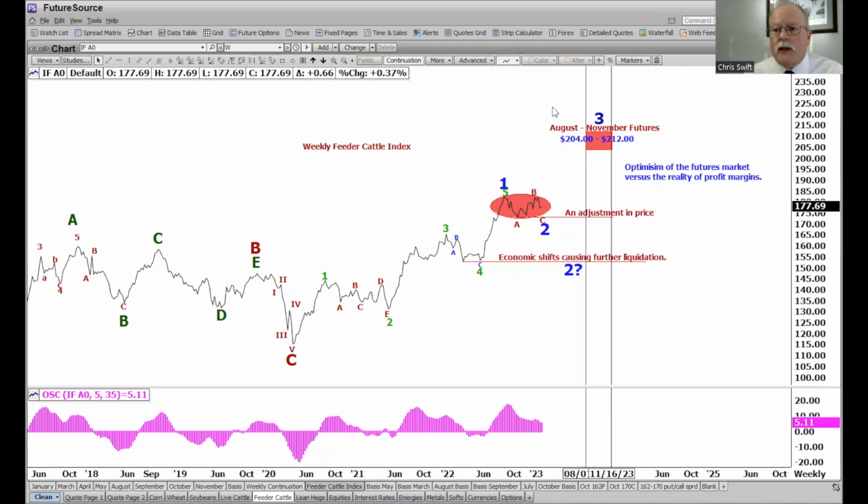One of three things between now and the end of November is going to happen. You're either going to see the cash market take off, and it's going to move up to the levels represented by the futures market, or the futures market moves down to the level of where the cash index is, where they meet somewhere in the middle.